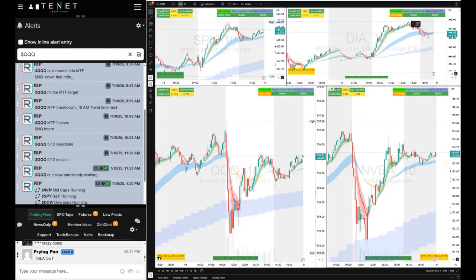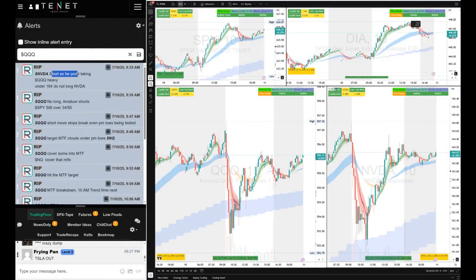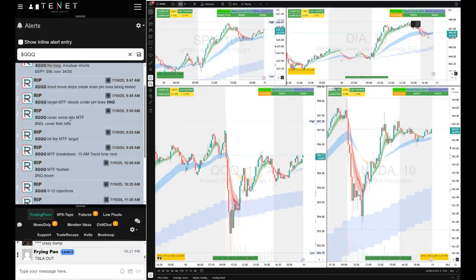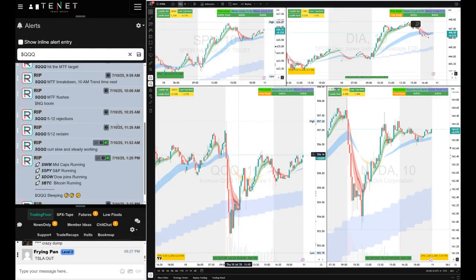So QQQ short, right out of the gate, I told the traders short on profit taking, QQQ heavy, short. NVIDIA short, and take the short all the way down, NVIDIA target to the MTF. You can see the timestamp guidance. We shorted it, QQQ, step by step, told the traders to short the QQQ.